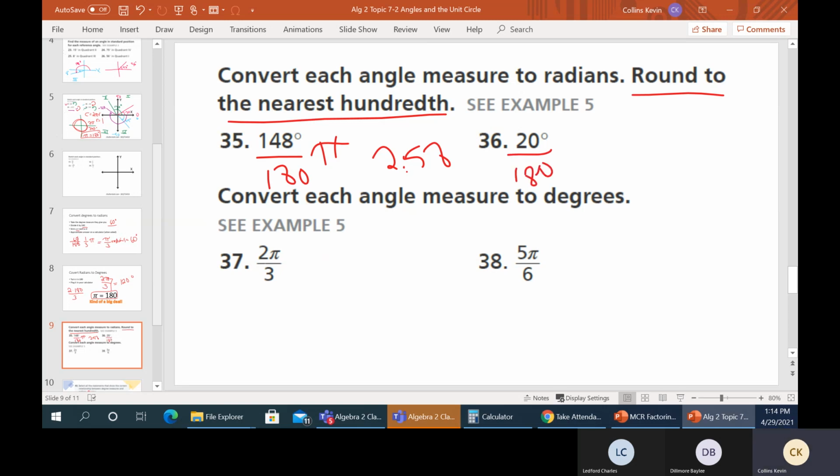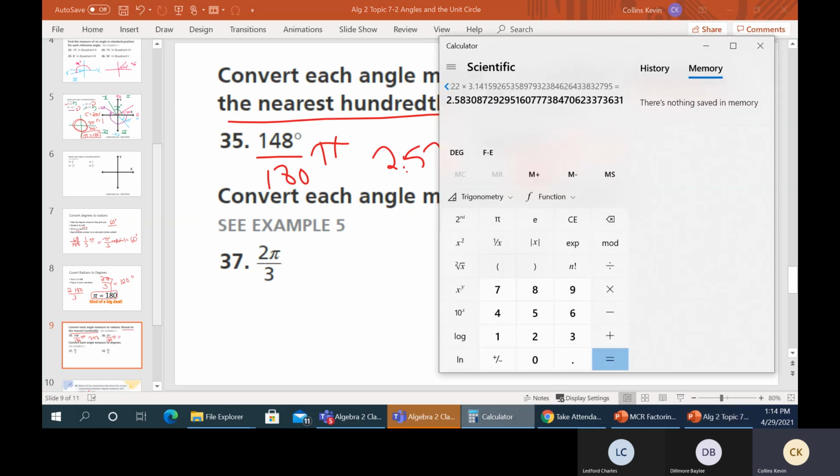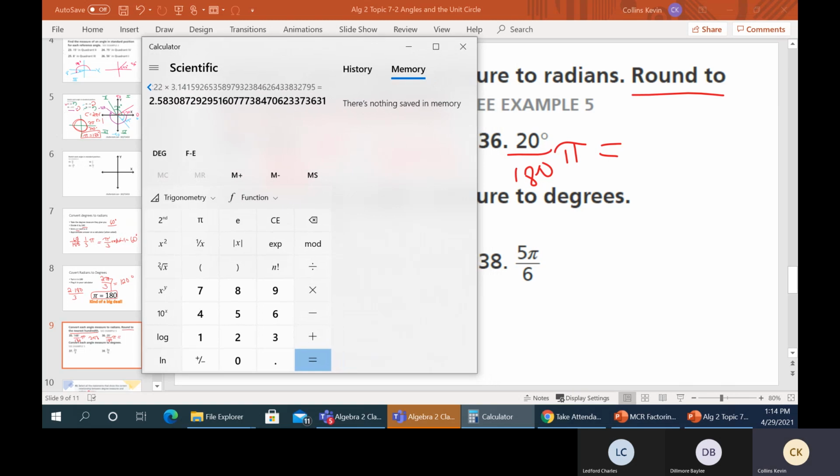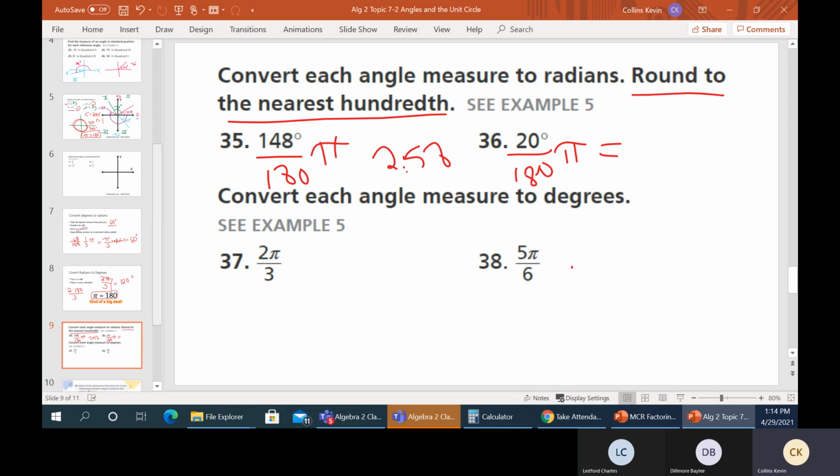Over here we got 20. Divide it by 180, stick a pi next to it, calculate. So in this one, we say, okay, we've got 20. Divide it by 180. You get point one one, and then take that times pi. So to the nearest hundredth, it's about 0.35. And again, these are radians. Okay.